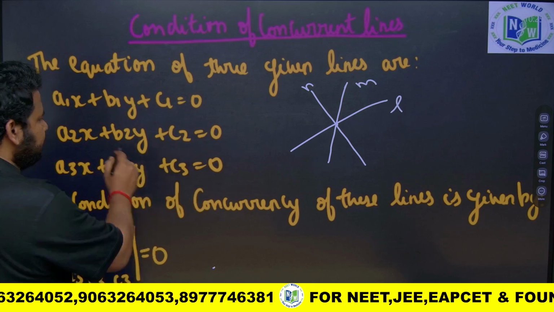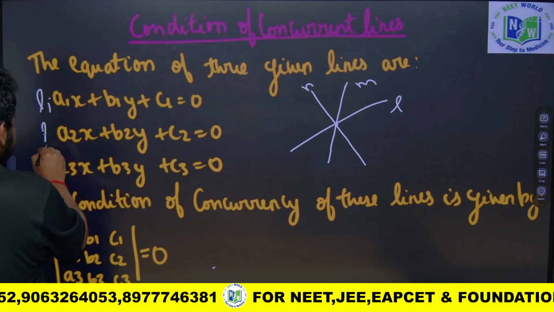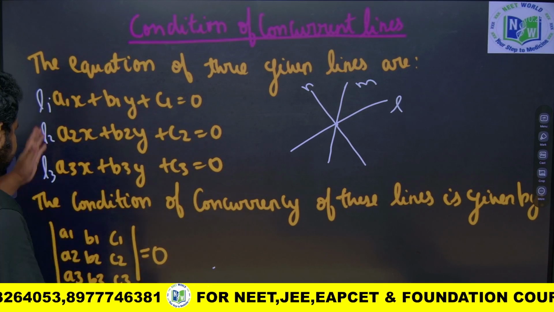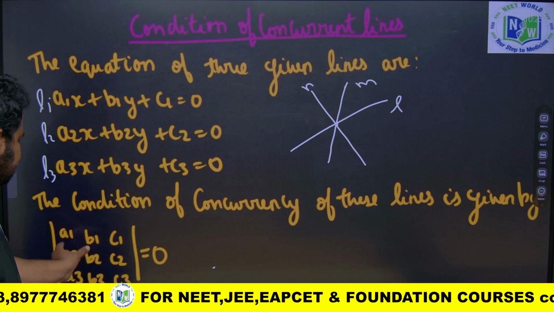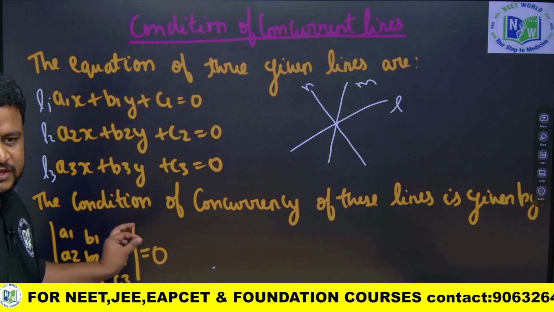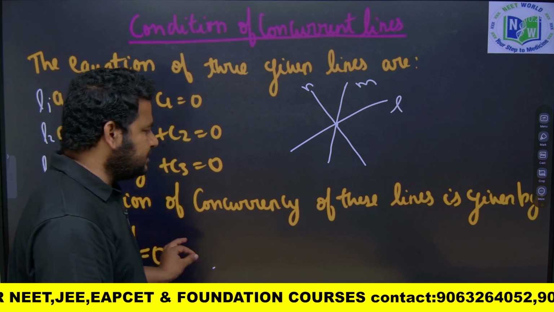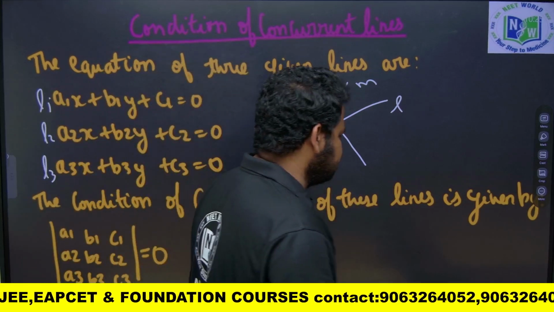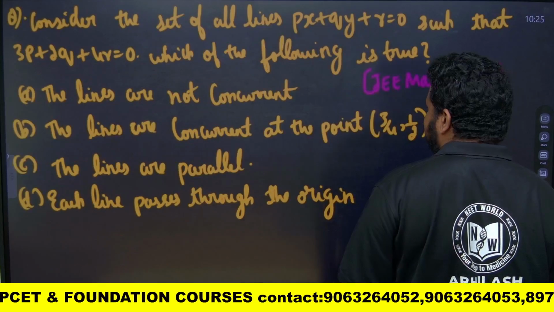Suppose three lines are given by L1 is given by this, L2 is given by this, and L3 is given by this. Then we take the determinant of A1, A2, A3, B1, B2, B3, C1, C2, C3. This should be equal to 0. If this determinant is equal to 0, we get that all the three lines are concurrent to each other. That's it about concurrency.